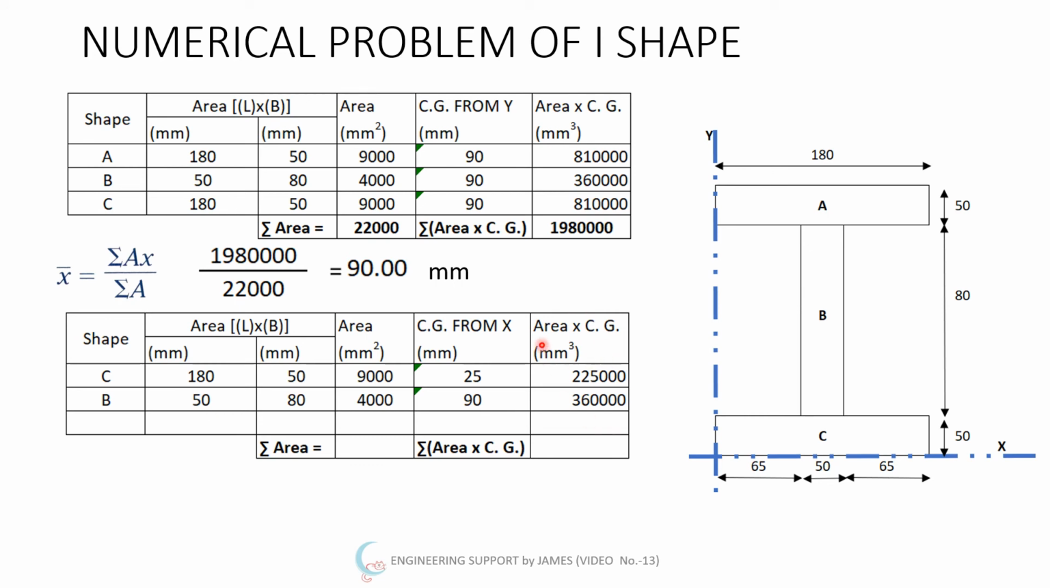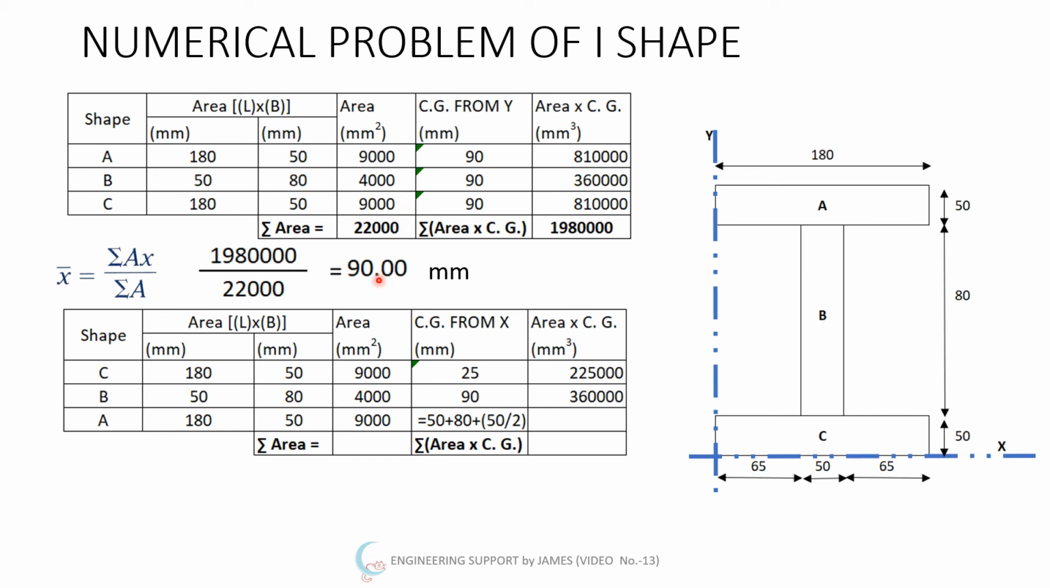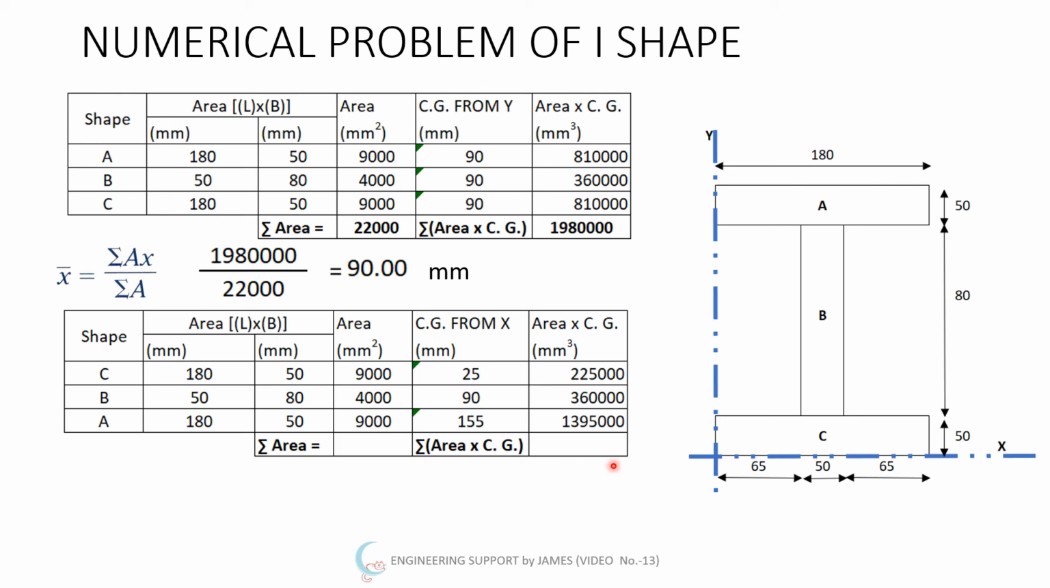So area multiplied by CG equals 360,000. Next is the top segment. I'm considering this segment last. So it is exactly the same, 180 multiplied by 50, and 9000 will be the area. So CG is equal to 50 plus 80 plus 50 divided by 2, means CG from the reference point. Okay, so it will give you the direct answer as 155 multiplied by 9000, which will equal 1,395,000.